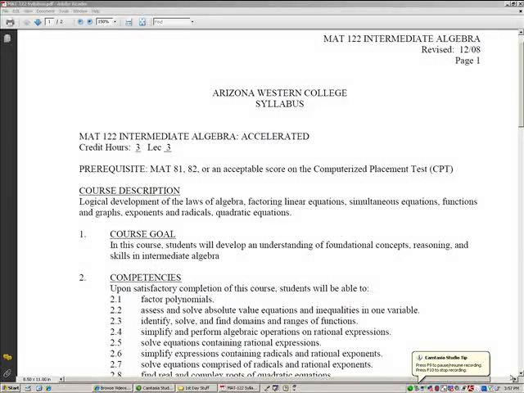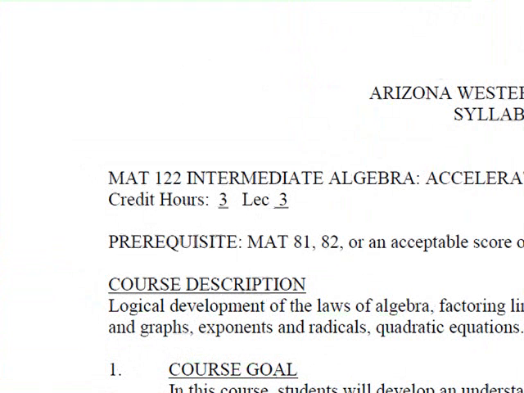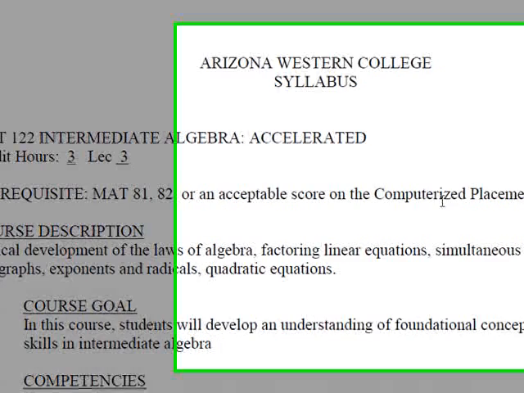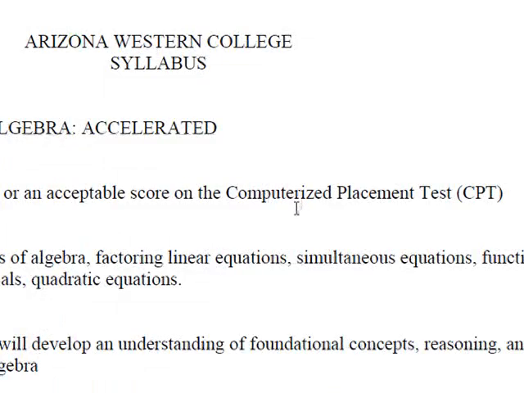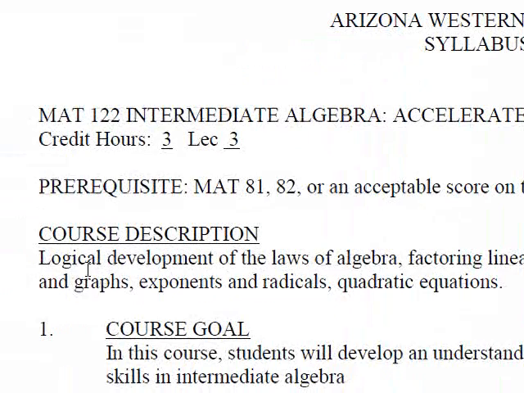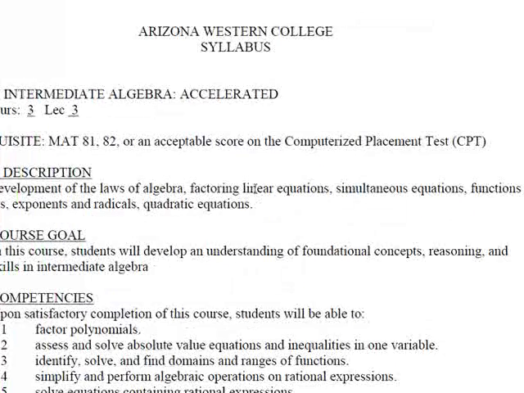Okay, this will be the discussion of the syllabus for Math 122, Intermediate Algebra Accelerated. You got your title right over here. This is a 3-credit hour course. The prerequisite is Math 81, 82 with a C or better, or an acceptable score on the computerized placement exam test. If you're registered in this class, all of that should have already been met, so you should be meeting the prerequisites already. The course description: the logical development of the laws of algebra, factoring linear equations, simultaneous equations, functions and graphs, exponents and radicals, quadratic equations.